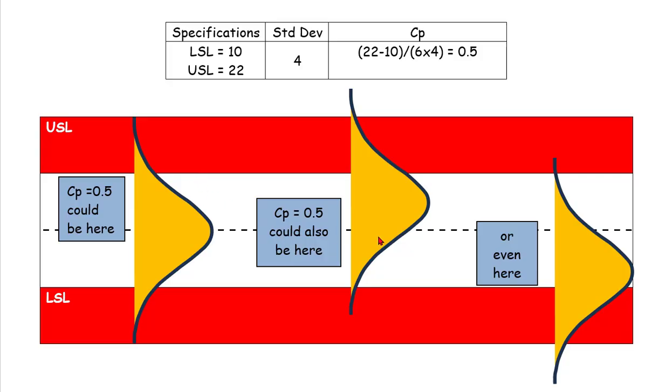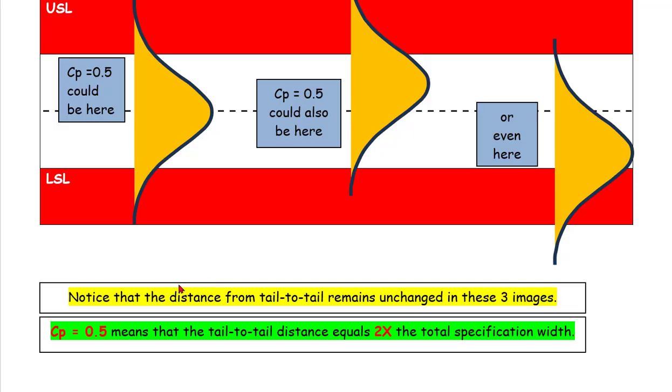CP could also be here or even here. Notice that the distance from tail to tail remains unchanged for all three images. CP equals 0.5 means the tail to tail distance equals 2 times the total specification width. Or you could say the specification is 1/2 of what my tail to tail difference is, and there's your CP equals 0.5.